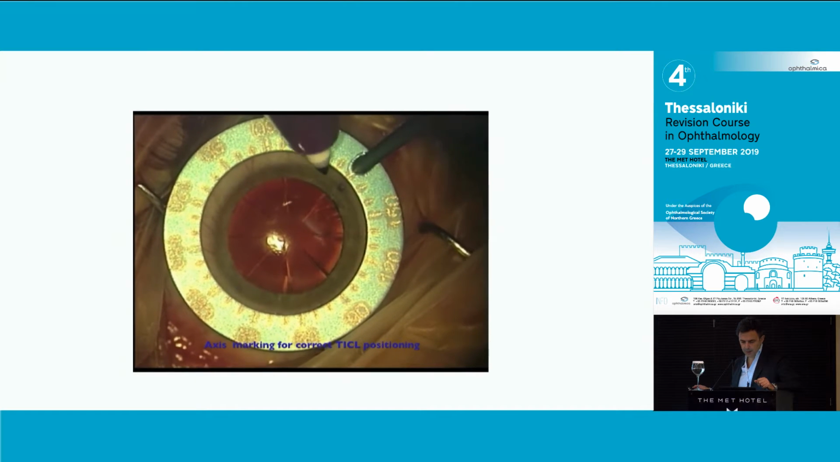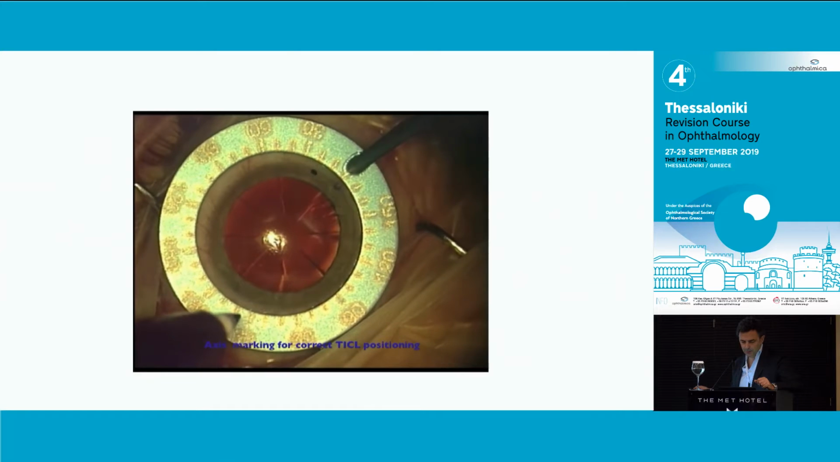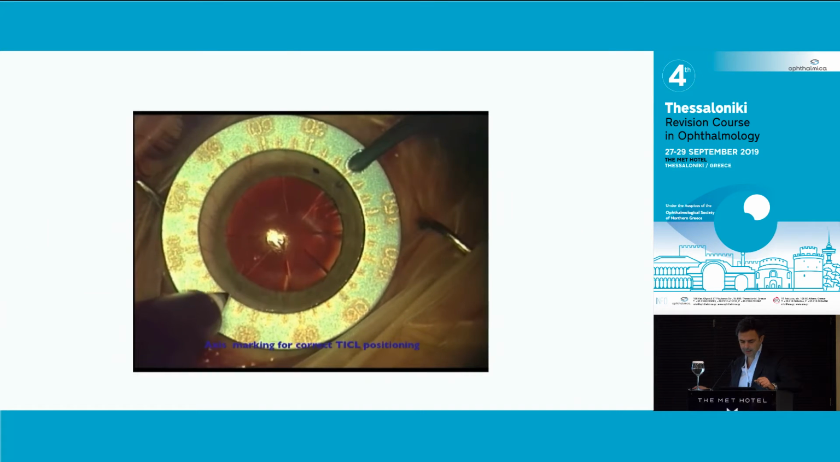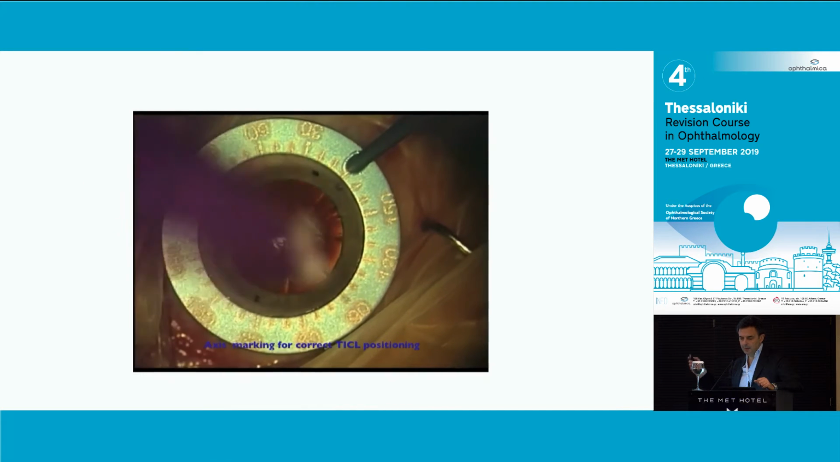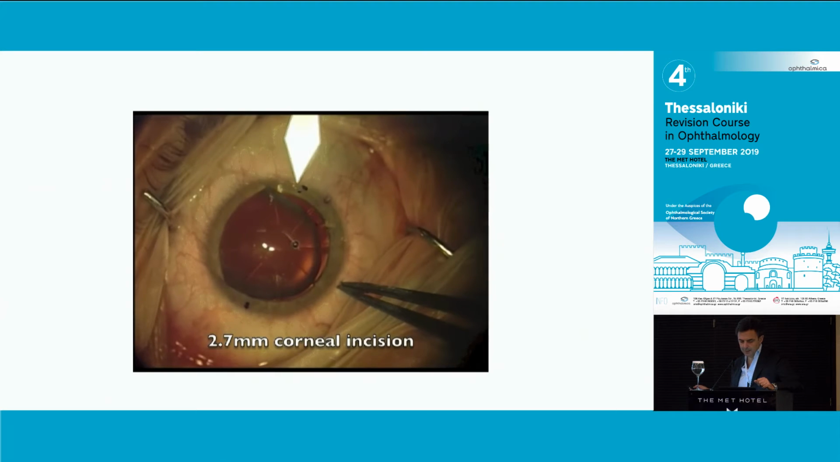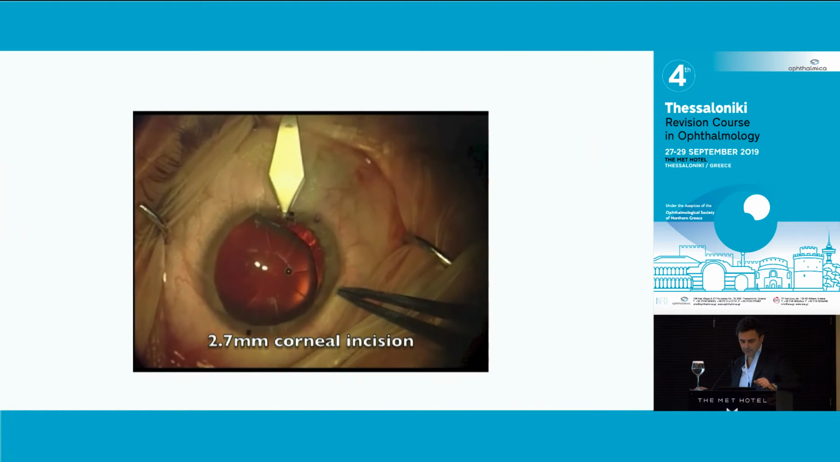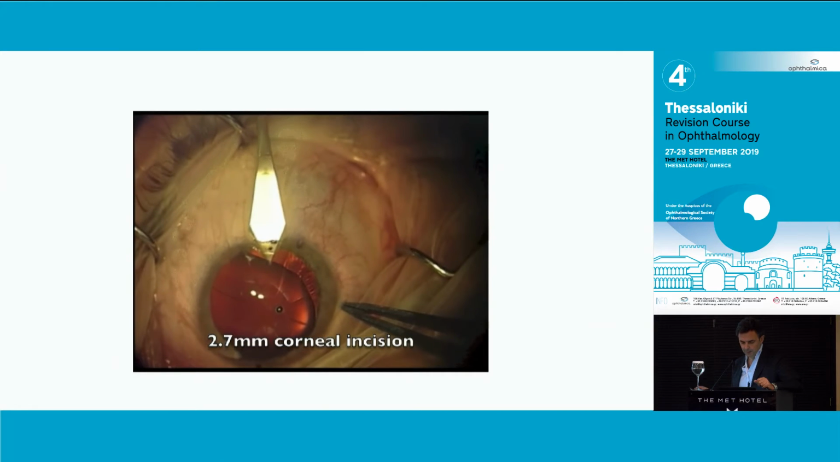Here you just see a quick video of how to implant a toric lens. At the time, we didn't have a markerless system. So the cornea is marked preoperatively, the vertical and horizontal axis, and then we're marking with the Mendez ring the steeper axis for the toric ICL implantation.